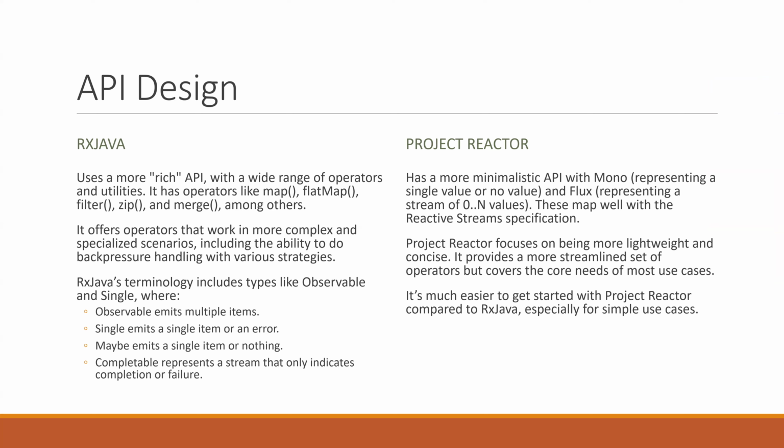But the concept here is that Mono represents a single value or no value can come out of a Mono, and a Flux is a set of operators that can produce multiple values, 0 to n. So 0 to n values, and it maps really well with the Reactive Streams specification already there. So it's a lot easier to use, specifically geared towards Spring and leveraging on top of Spring. So it's lighter weight. It's targeted directly for Java Spring.